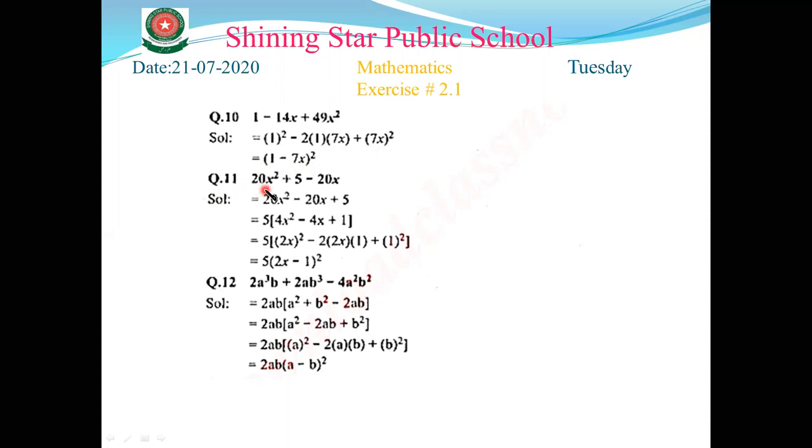Question number 11. In question number 11, we can take common 5 because all the three terms are divisible by 5. So we take the common 5: 4x square minus 4x plus 1. Now again, 4x square is the perfect square of 2x. The last 1 is the perfect square of 1. A square, b square.